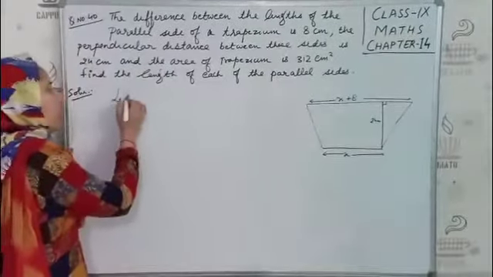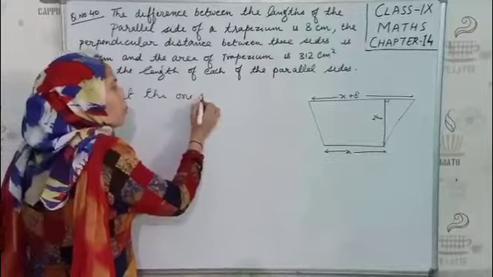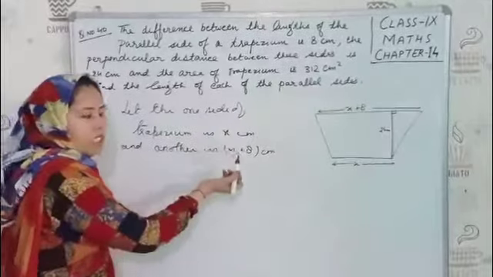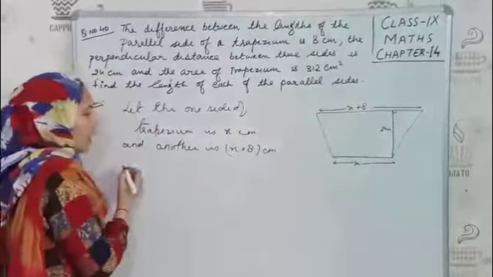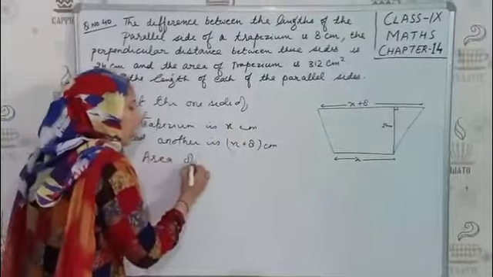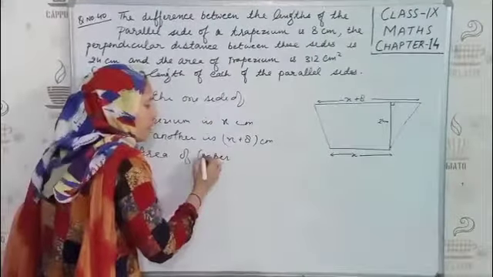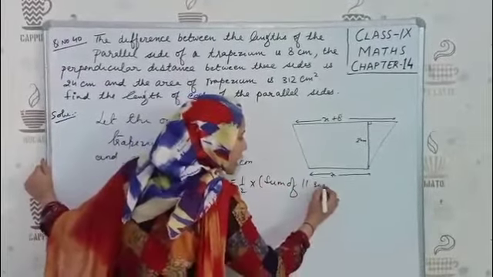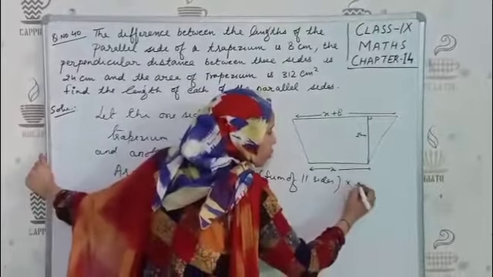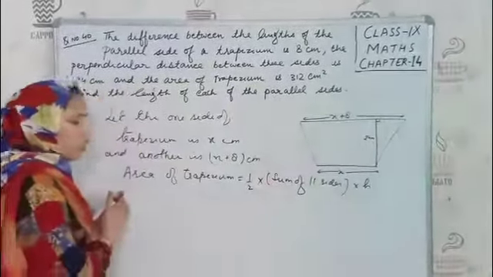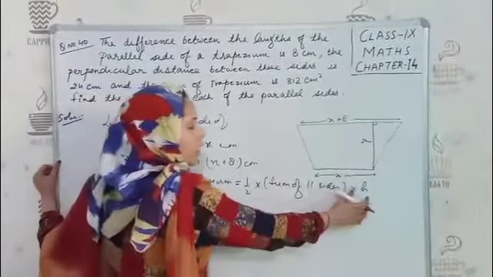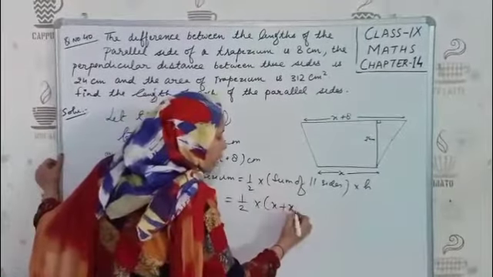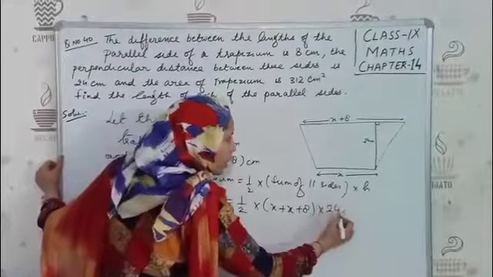That means you need to find x and x plus 8. So we will start. Let the length of one side of the trapezium be x centimeter and another be x plus 8 centimeter. We know that area of trapezium is half into sum of parallel sides into height. It is equal to half, sum of parallel sides means x plus 8, into height, which is 24 centimeter.